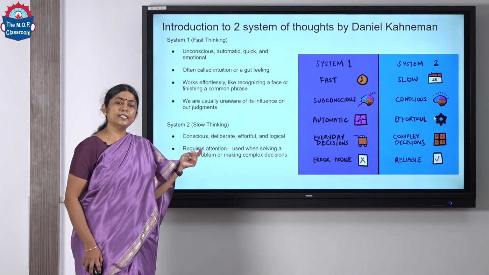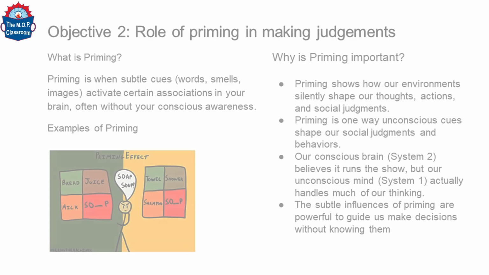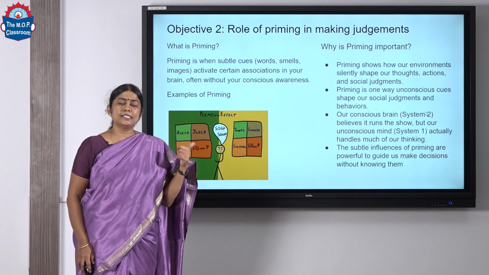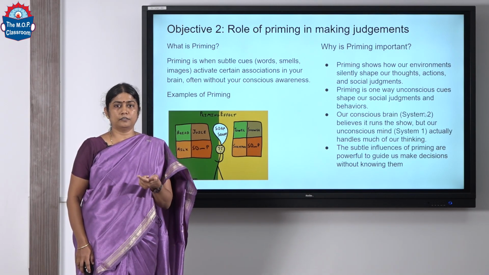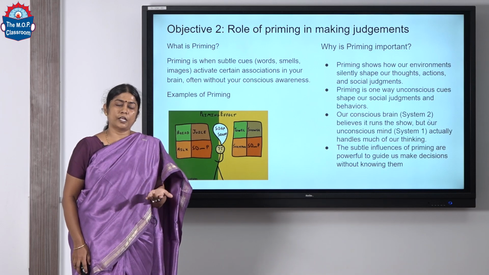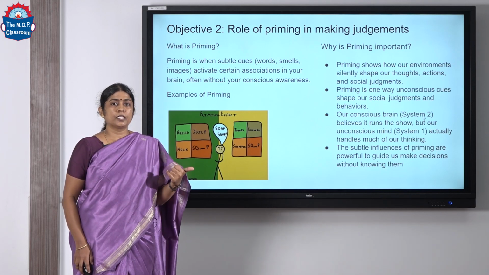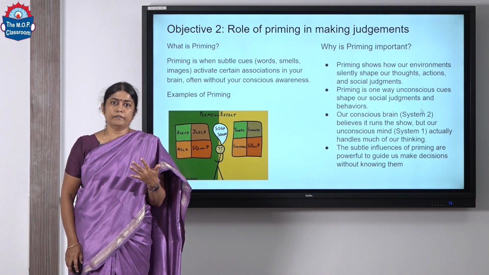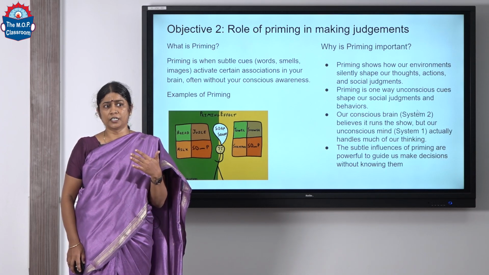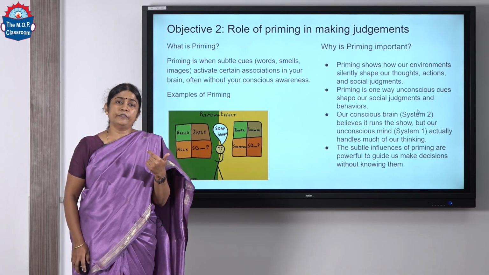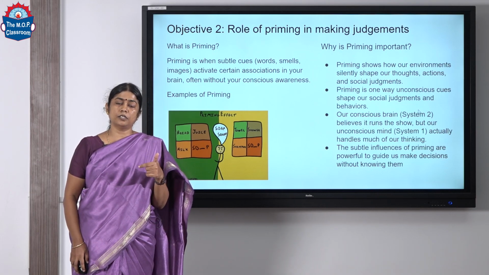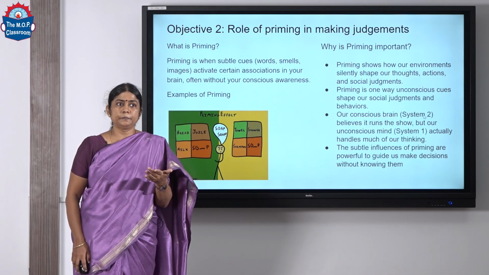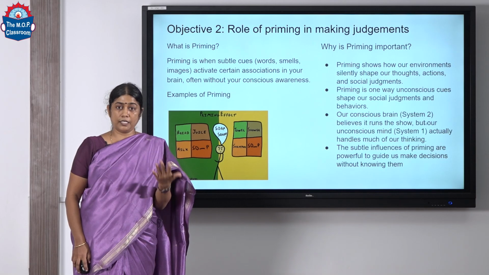Now, let's try to relate this system of thought with priming, and I move on to the second objective, which is the role of priming in making judgments. Precisely, System 1 thought is what we are representing for priming. So it is more unconscious, spontaneous and intuitive. You might be wondering, most of the time the brain is deciding with conscious thinking, very meticulously and all that. But we also have to understand that the brain is also concerned with unconscious thoughts, which are spontaneous.